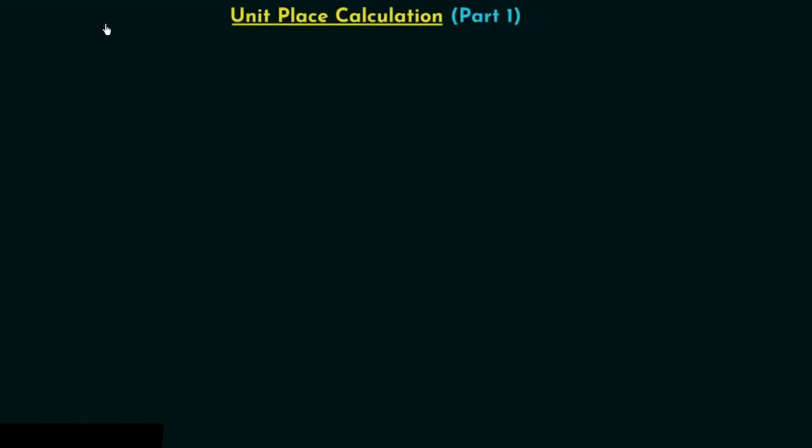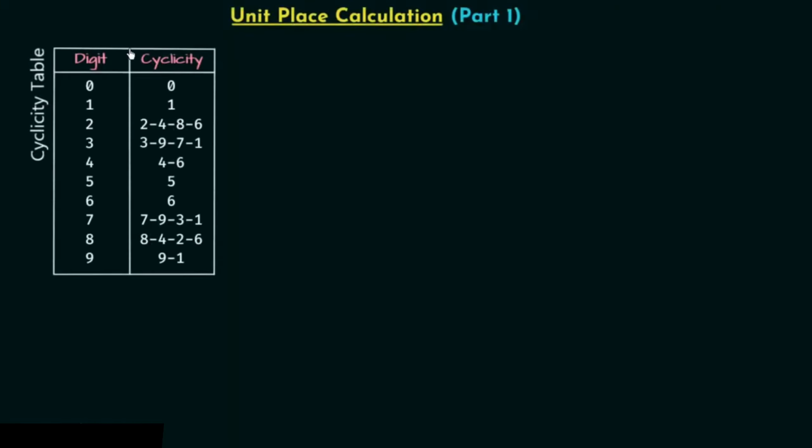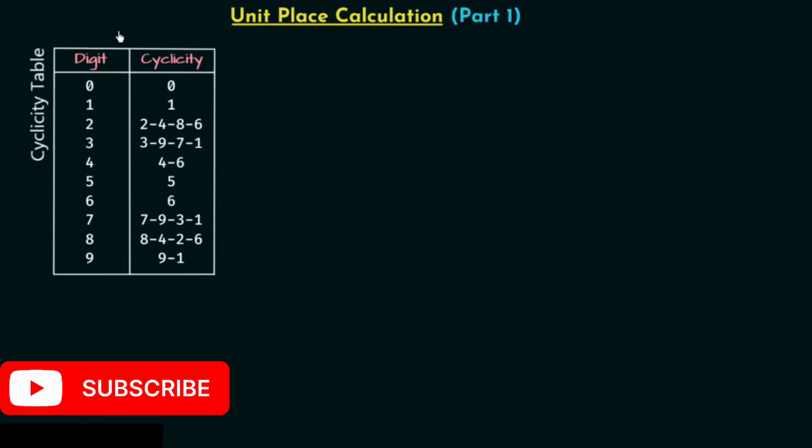In the last two lectures, we calculated the cyclicities of decimal digits. And now we are going to use the obtained cyclicities to find out the digit at unit place when we have large powers in the calculation. So this means we are going to perform the unit place calculation with the help of cyclicities of decimal digits.